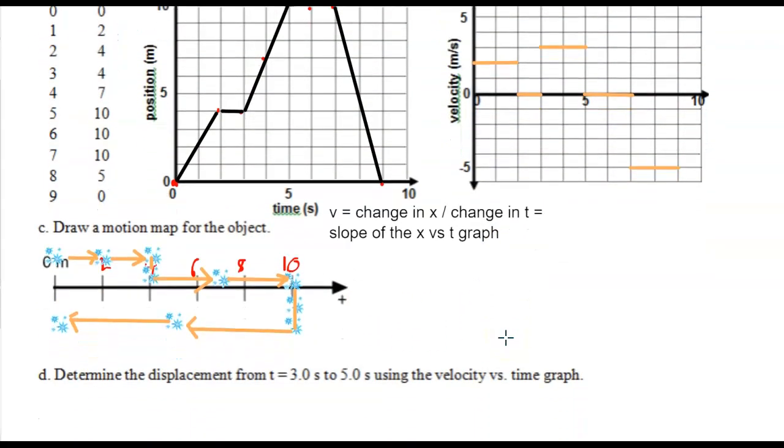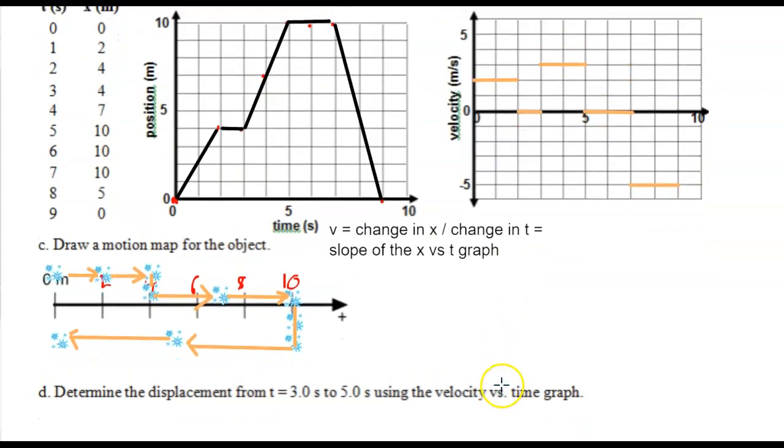Right? So determining the displacement using a velocity versus time graph from 3 to 5, that's here. So again, we did this before. It's just the area of the rectangle there. So we're trying to figure that out. So this looks like it's 3 by 2, so that's going to be 6 meters, positive 6.